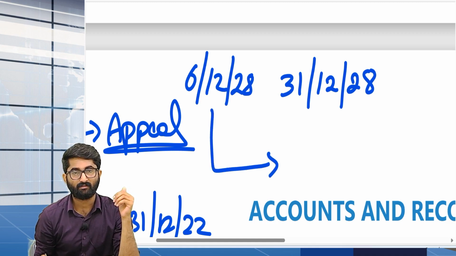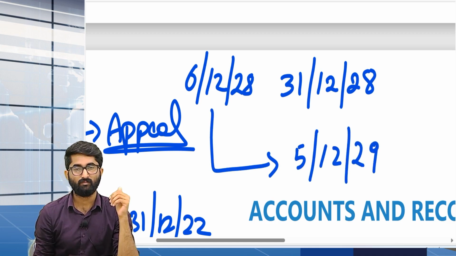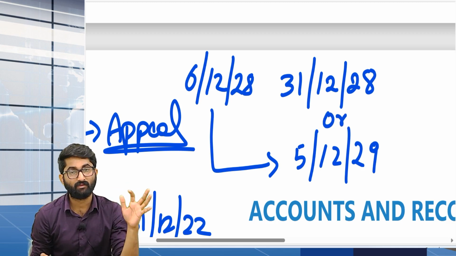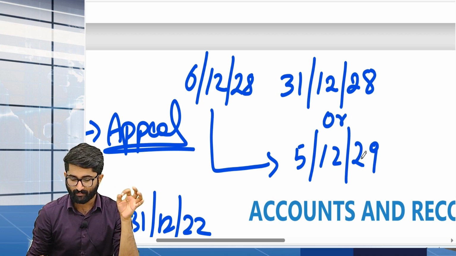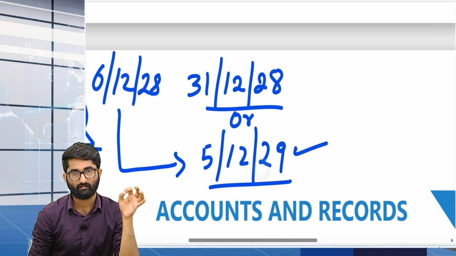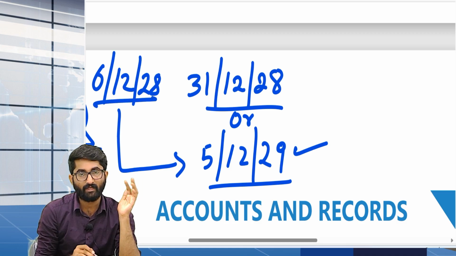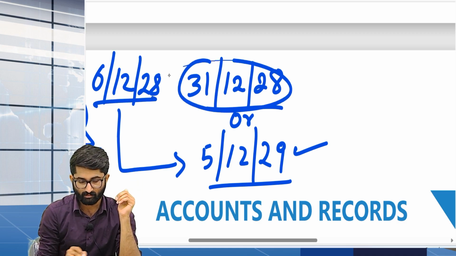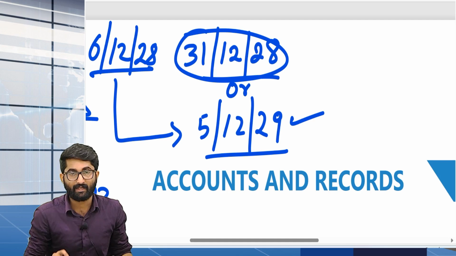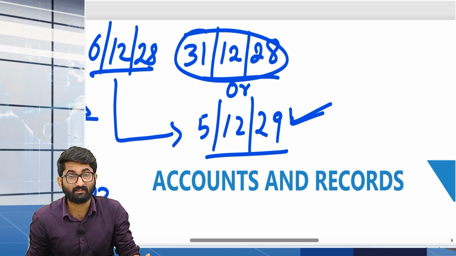What is the 1 year? 5th December 29. Now you tell me, whichever is later, till when you have to maintain? 31st 12/28 or 5/12/29, whichever is later. Because there was an appeal, you have to wait for final disposal. Final disposal is on this date or 72 months, whichever is later. The 72 months we already calculated here, correct? So the later one is 5/12/29.